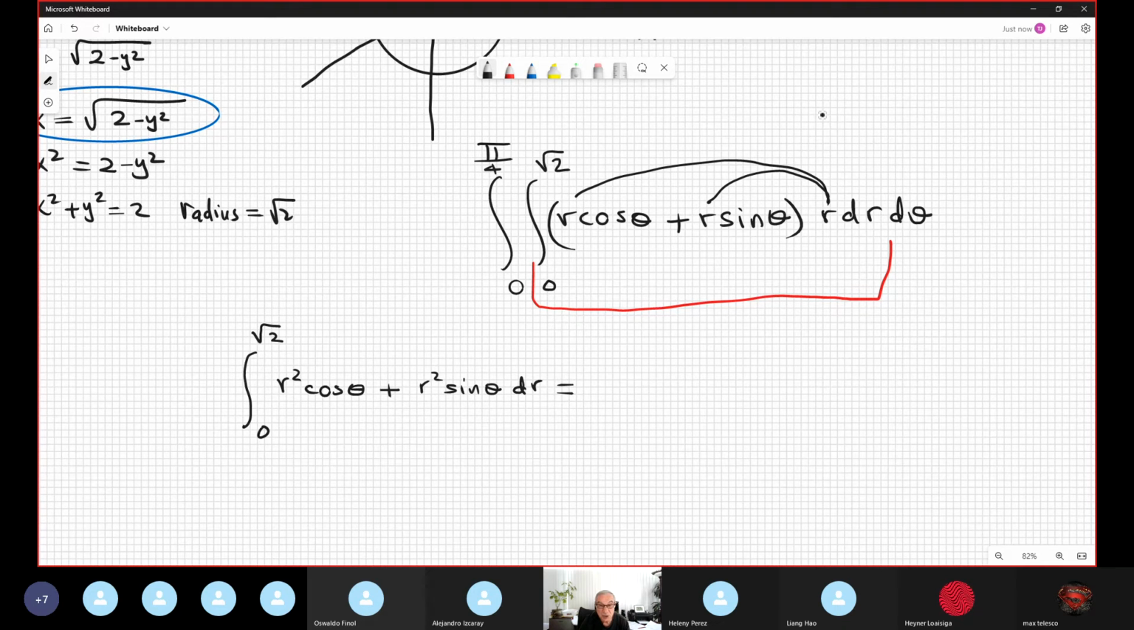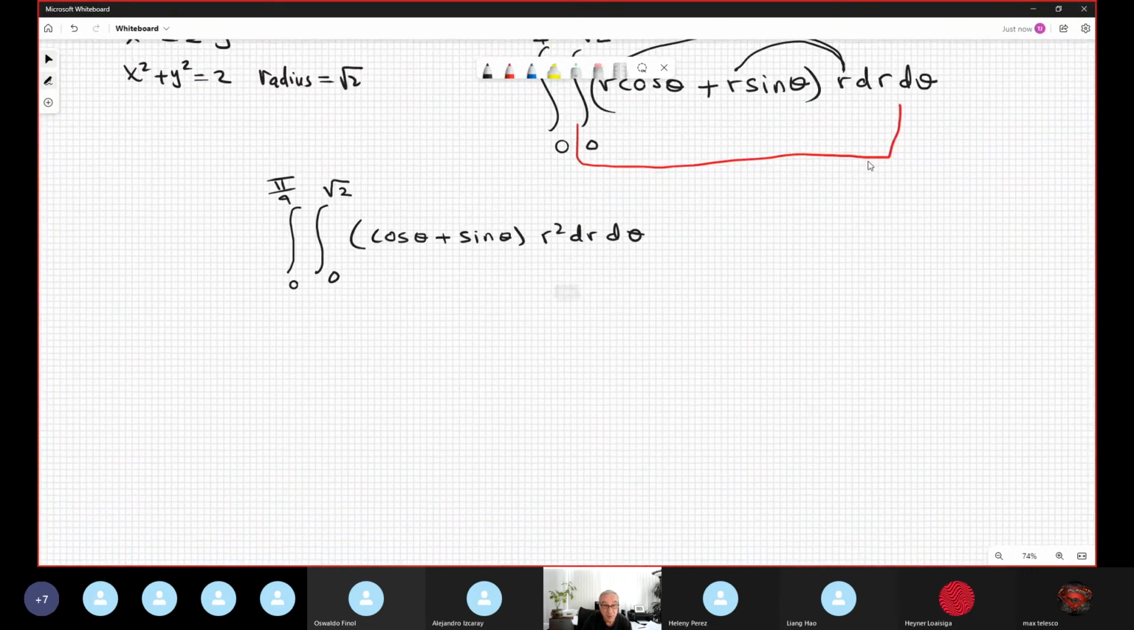Look, the limit is constant. Yes or no? The limit is constant. So I take advantage of this fact. Yeah, I multiply, but different. I multiply like that. This is parenthesis cosine theta plus sine theta. You factor out this r outside. I multiply by the other r, it is r squared, dr d theta. Do you see that? This is the way I did it in my paper.